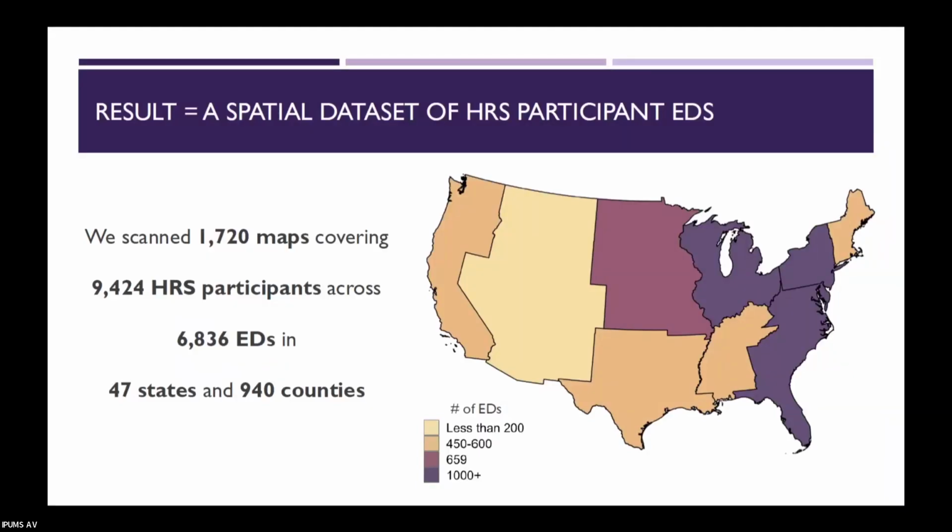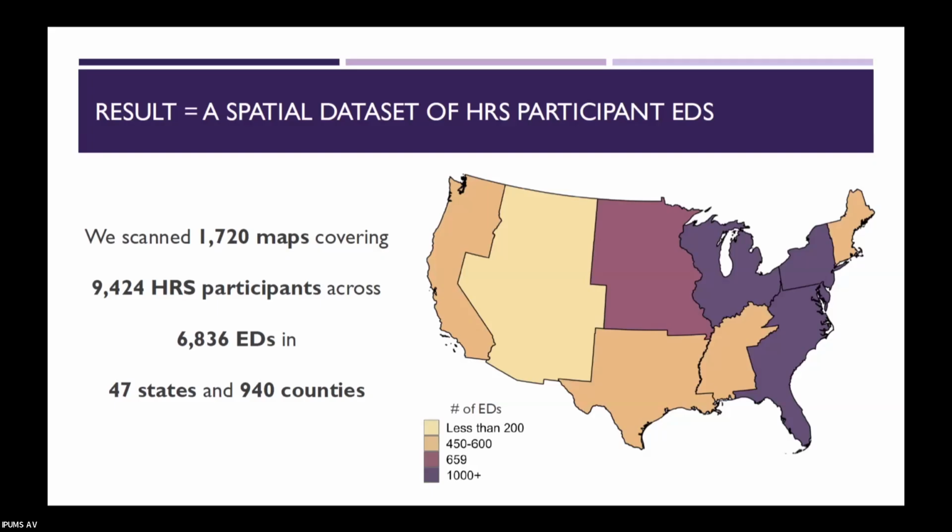And so our results, we finally finished about maybe 3 months ago. In total, we scanned over 1,700 maps, and we covered 9,424 HRS participants, and the data set has 6,836 points in it. That is across 47 states and 94 counties. The 3 states missing are Alaska, Hawaii, and Nevada.